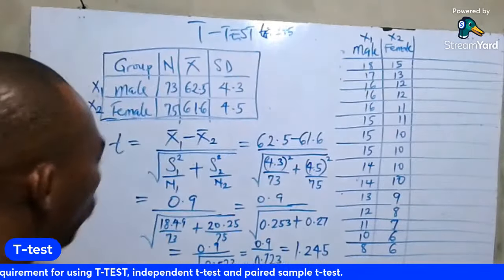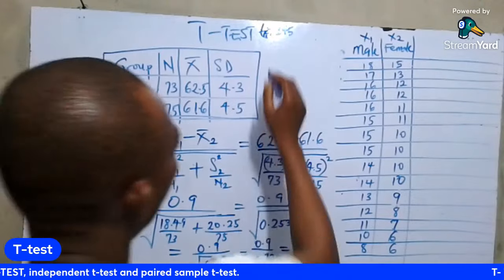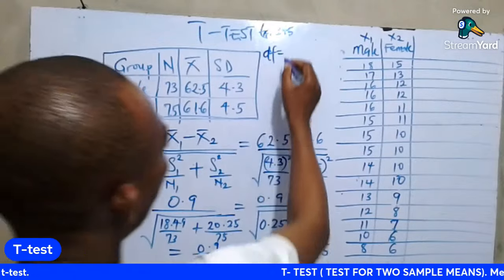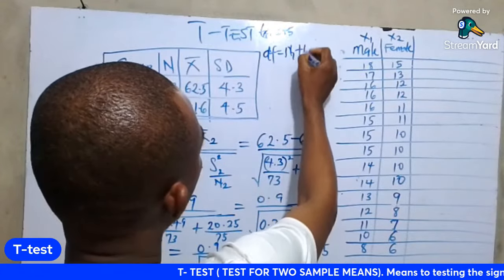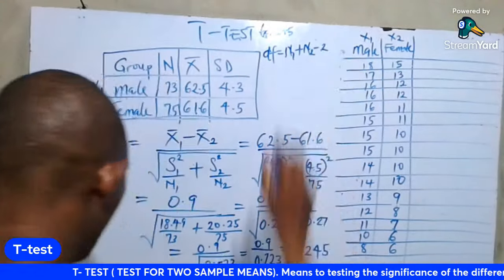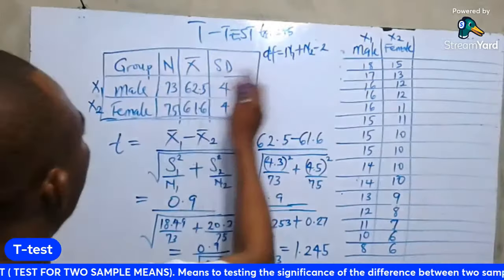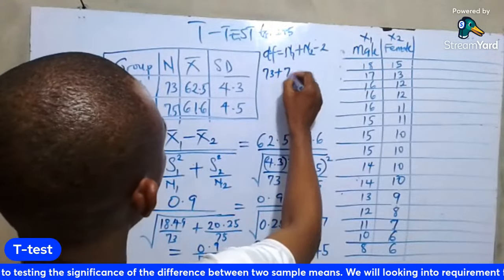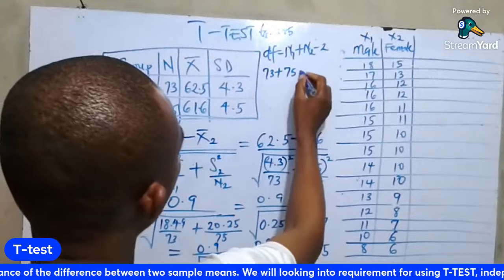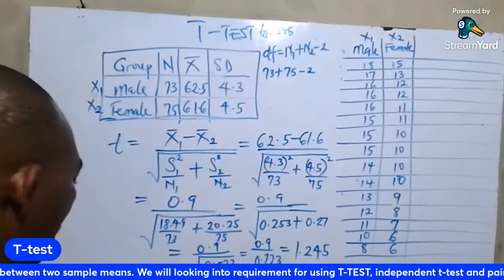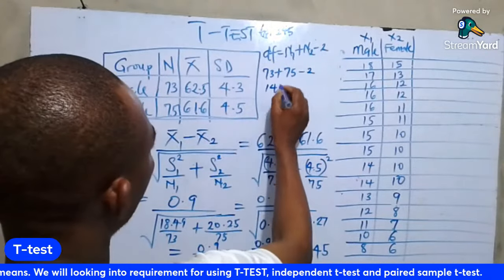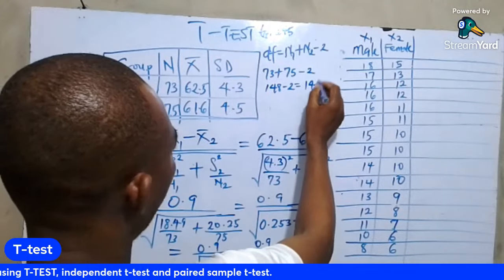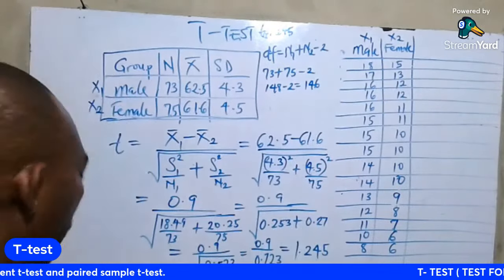So if I go on the table, where precisely am I going on the table? Before I can move on to the table, I have to get the degree of freedom. So the degree of freedom is sample 1 plus sample 2 minus 2. The sample 1 here is 73 plus sample 2, which is 75. That is male and female, minus 2. When you add 73 plus 75, that will give me 148. Then let me take 2 away from there, and that will give me 146. So that is my degree of freedom.